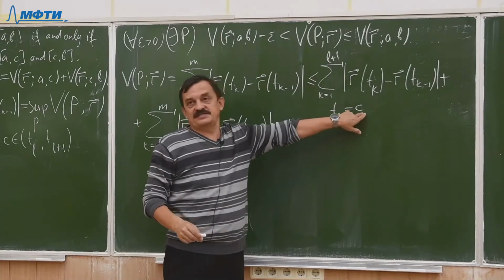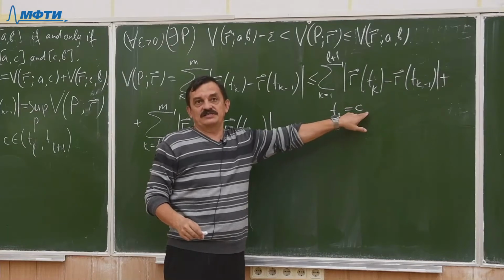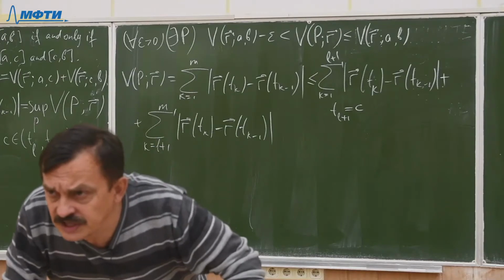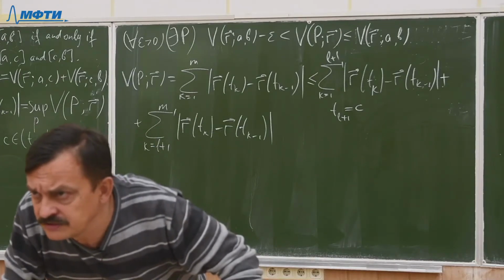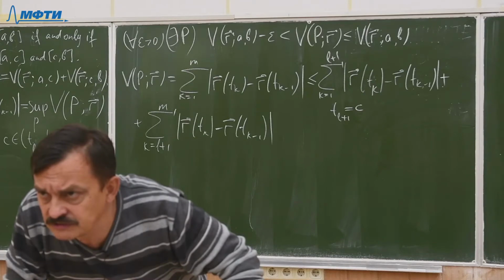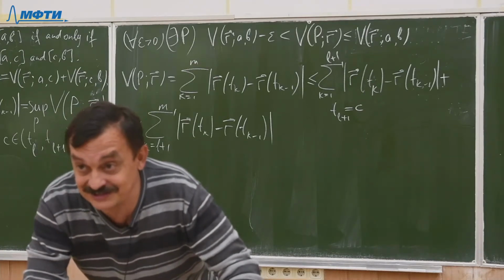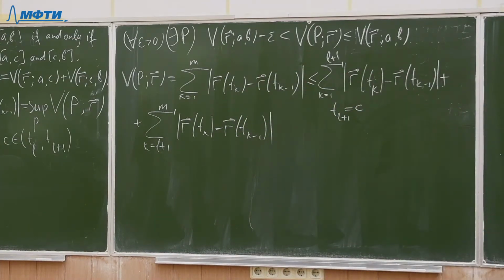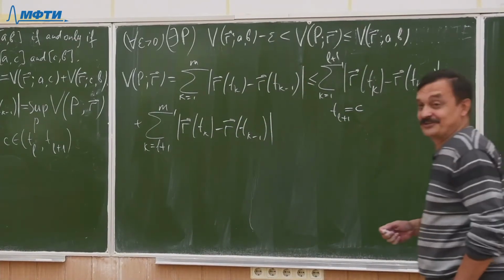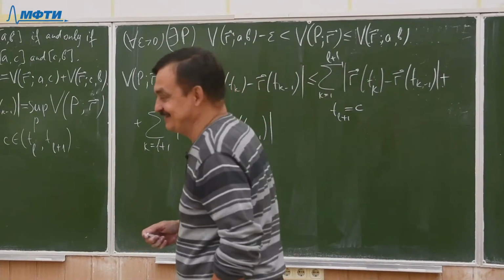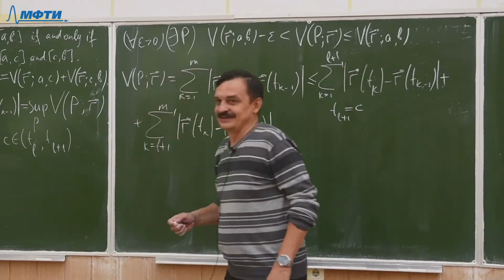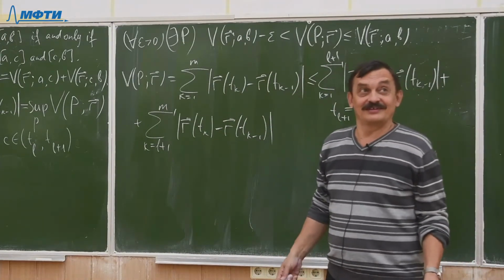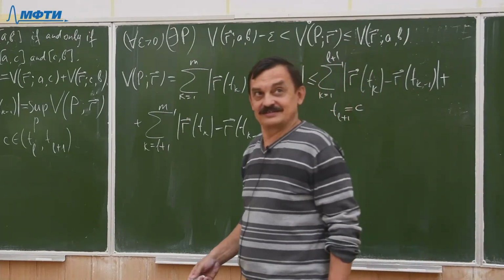t_{L+1} is c. Instead of t_{L+1}, we take c. Ah, there is a question: Professor, can you explain again why we are using the definition of supremum instead of the length? The length is the supremum of the lengths of polygonal curves. There is no other definition of the length, the only one. So the length is the supremum of the length of polygonal curves, nothing else.